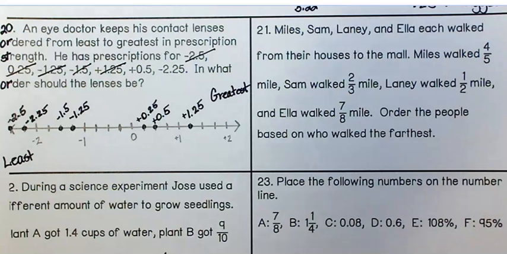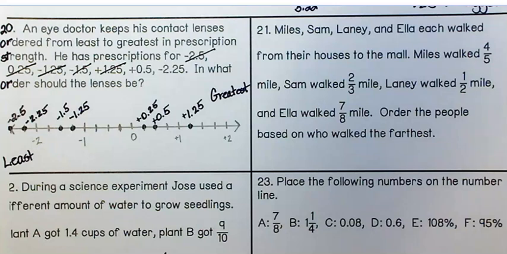This is part 2 of the Unit 1 semester exam review. We're on number 21. Miles, Sam, Lainey, and Ella each walked from their houses to the mall. Miles walked 4/5 of a mile. Sam walked 2/3 of a mile. Lainey walked 1/2 of a mile, and Ella walked 7/8 of a mile. Order the people based on who walked the farthest.